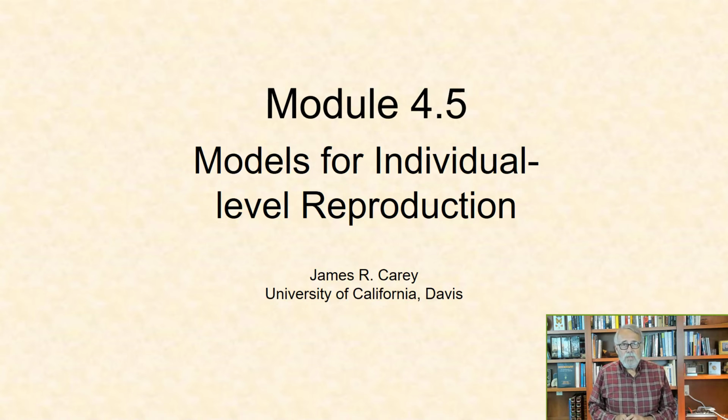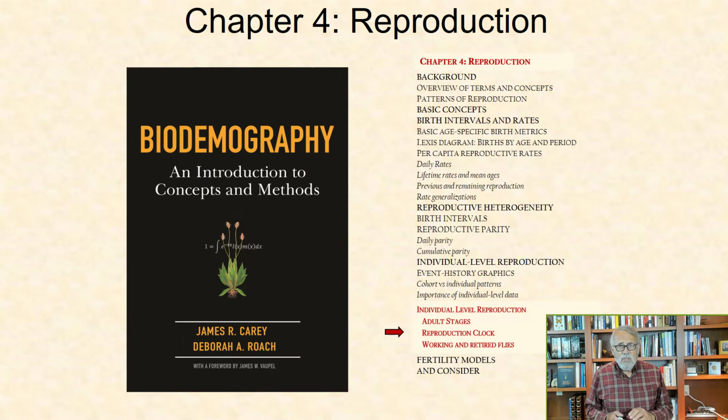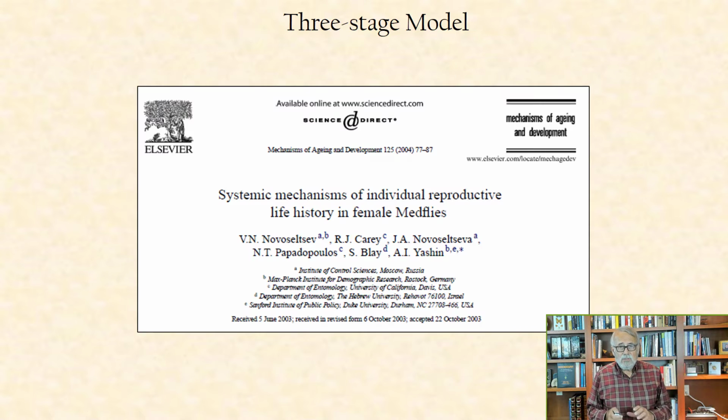In this module from Chapter 4 on Reproduction, Module 4.5, I describe three models used to characterize and describe the stages and schedules of reproduction at an individual level of fly, including the adult stages model, the reproductive clock model, and the working and retired fly model. So Model 1, adult stages.